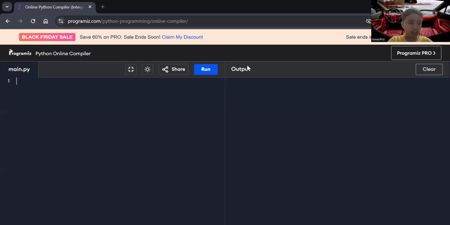So let's do a equals to int, bracket input, and then you know the rest. Bracket, quotation marks, enter your number.